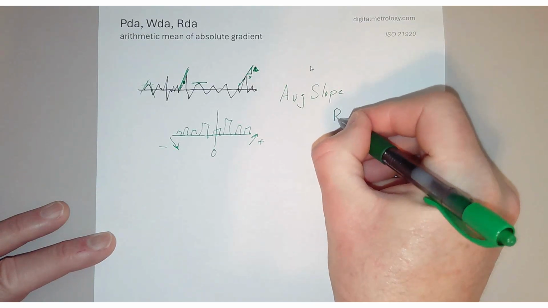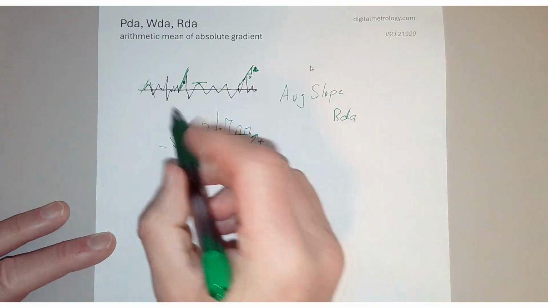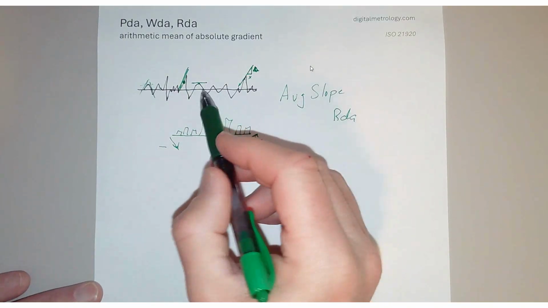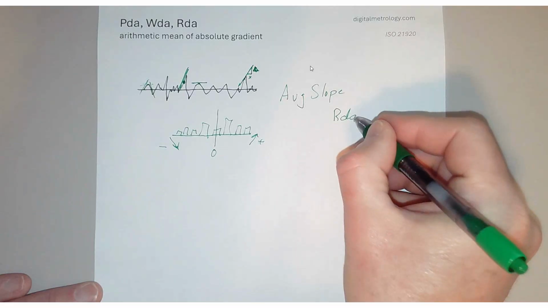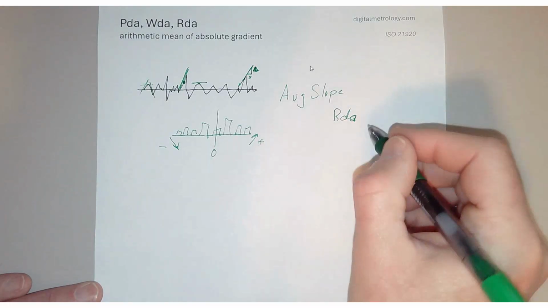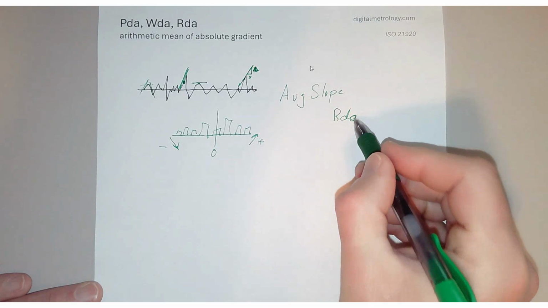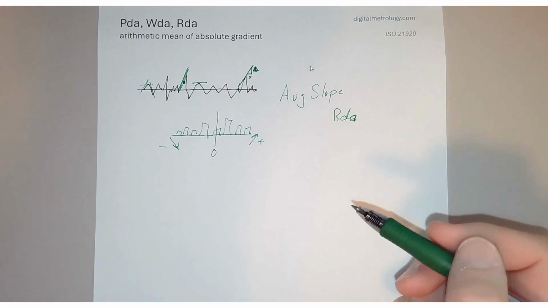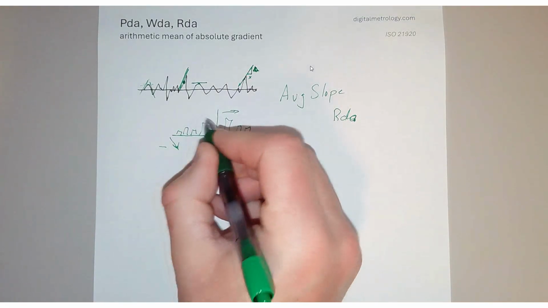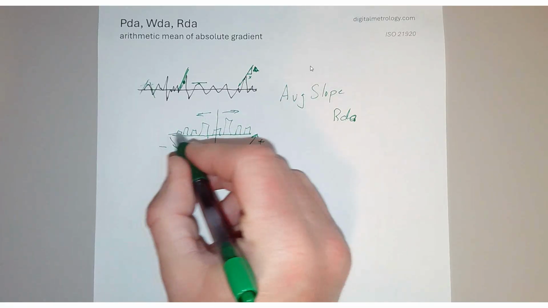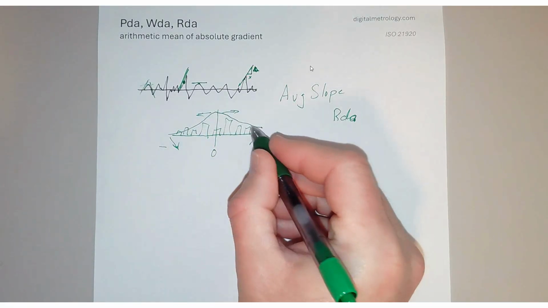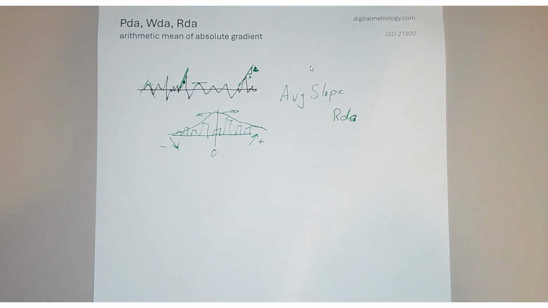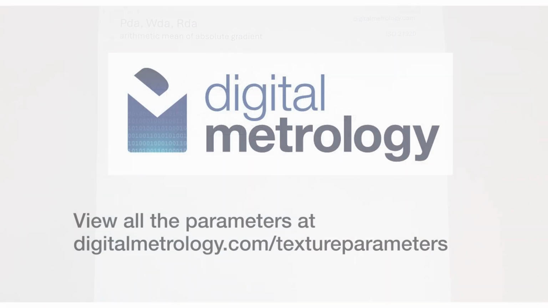For example, RdA will look at every point on the roughness profile and calculate the amount of tilt, or the amount of slope at that point, and give us an average of those. Now, this is a parameter that lives often in the same space as RdQ, which is the spread or the standard deviation of the distribution of slopes. So if you're interested in slopes or appearance, RdA or RdQ will be common parameters in that space.